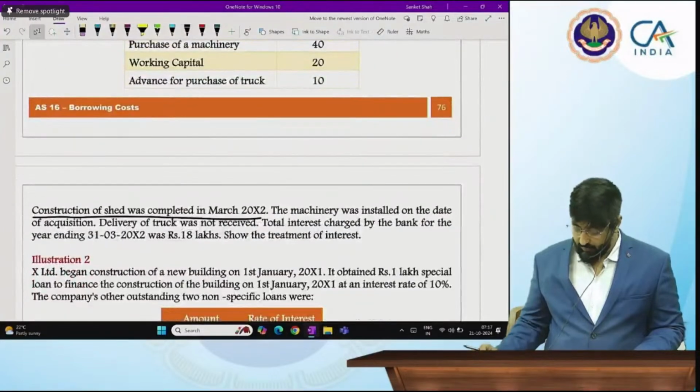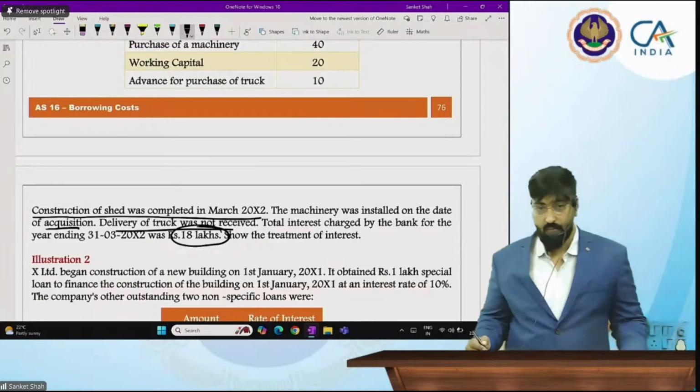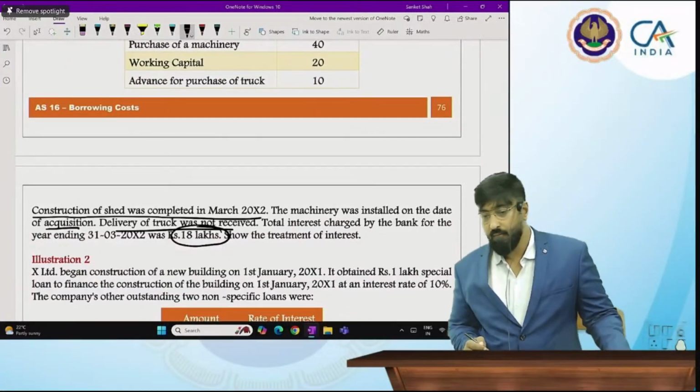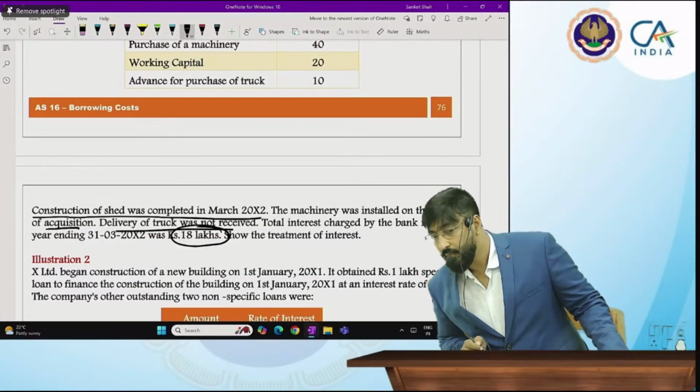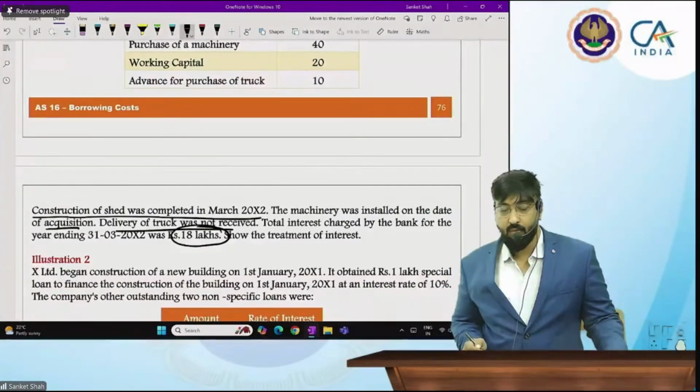Construction of the shed was completed in March 2022. The machinery was installed on the date of acquisition. Delivery of the truck was not received. Total interest charged by the bank for the year ending 31 March 2022 was rupees 18 lakh. So what is the treatment of interest?